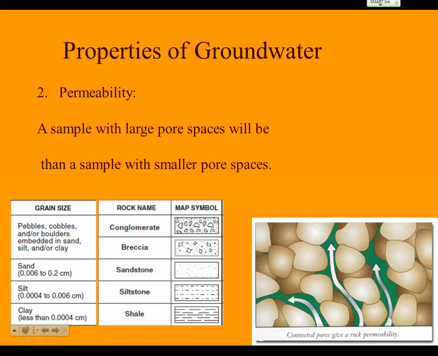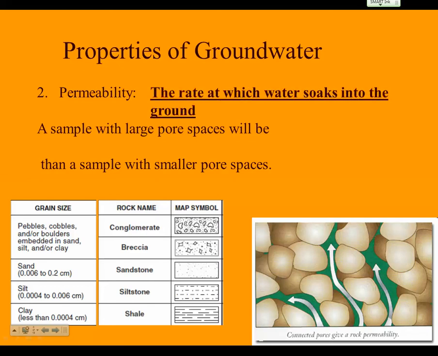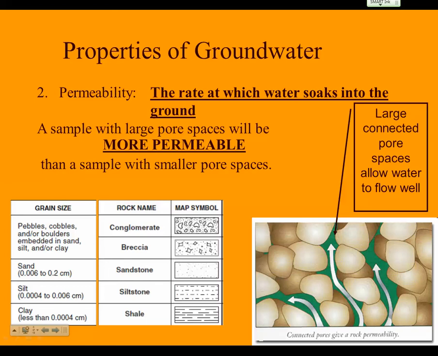Okay, some more properties of groundwater. Permeability, the ability of water to soak in, or the rate at which water soaks into the ground. Samples with large spaces will be more permeable than samples with smaller pore spaces. By more permeable, it means the water soaks in faster. It's easier to soak through these large pore spaces. There's less things getting in the way that the water has to go around. So large connected pore spaces allow water to flow really well through them.